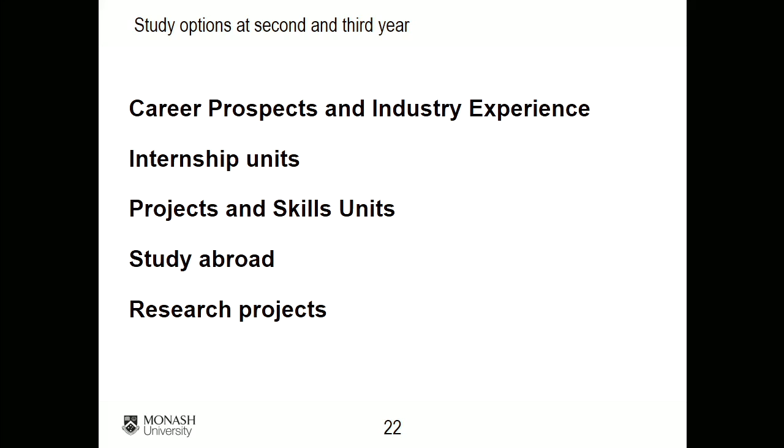And we also offer study abroad. Study abroad means that you can either apply to go on exchange to other universities around the world, or you can apply for exchange at some of the other campuses that we have. We have a campus in Malaysia and a campus in South Africa. We also have a campus in Prato in Italy, and you can go over for the summer and enrol in one of those units. And there's also the fourth year research project, which I've spoken about.